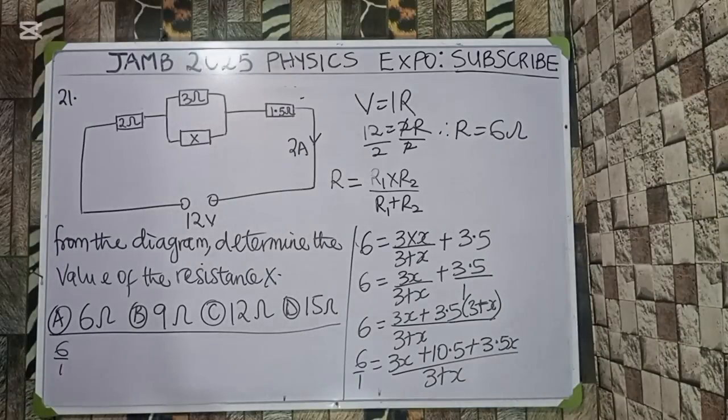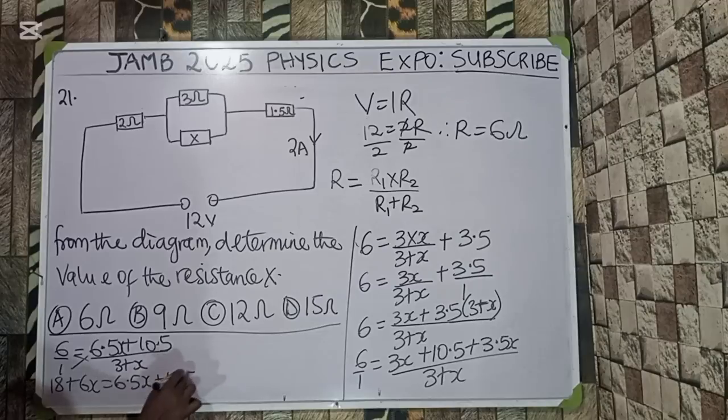So 6 over 1 is equal to, you can get the like terms, I have what? 6.5x plus 10.5, right? Then divided by what? 3 plus x. If I cross multiply, it's going to give me 6 bracket 3 plus x, or let me just multiply all through. Cross multiply, 6 into this is going to give me 18 plus 6x, right? Is equal to 6.5x plus 10.5. Collection of like terms.